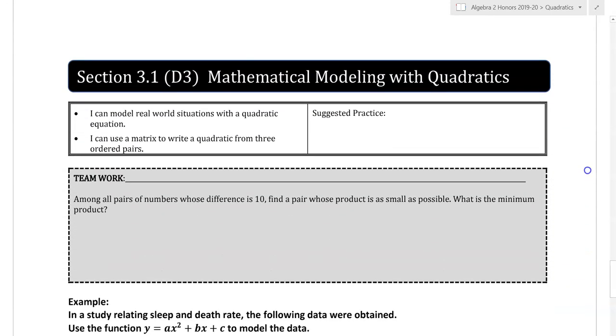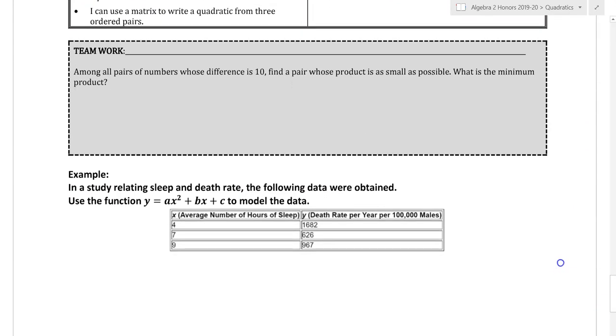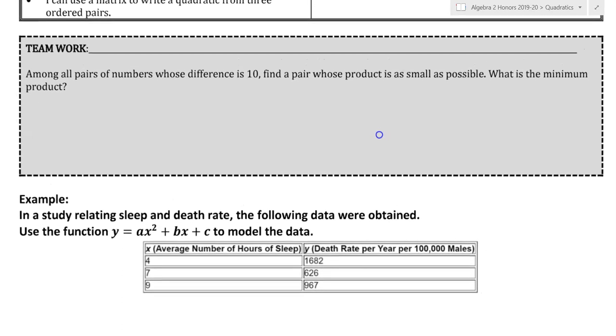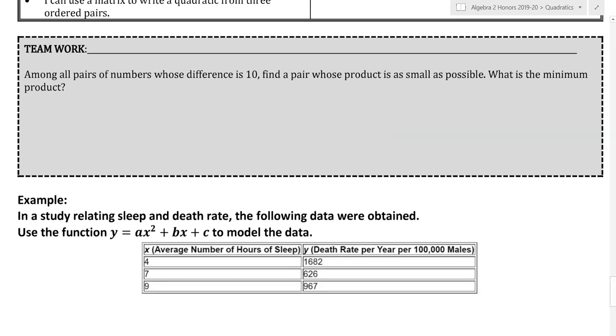So we have one other example we're going to do. I'm going to leave you with this teamwork, but I'm going to do this example. So pause the video and write down that teamwork. And then I'm going to move on to this next example here.